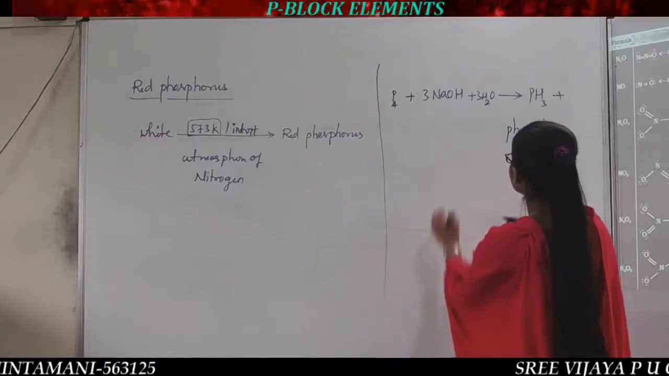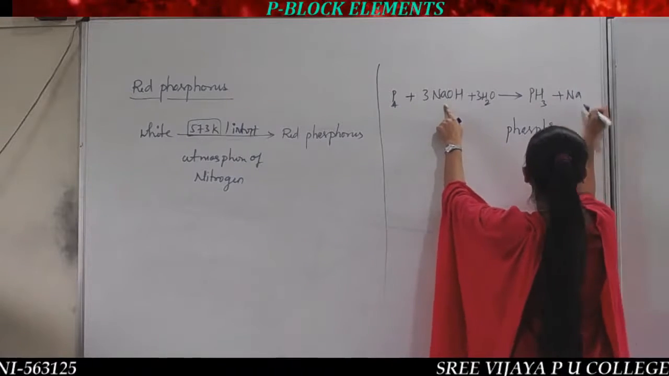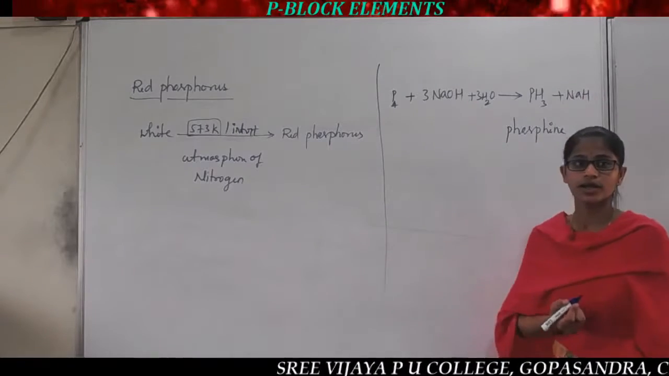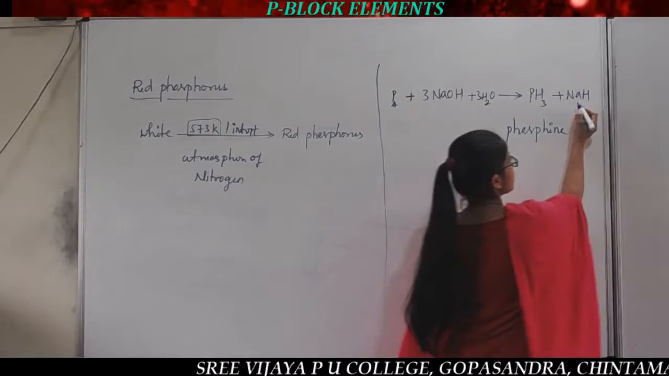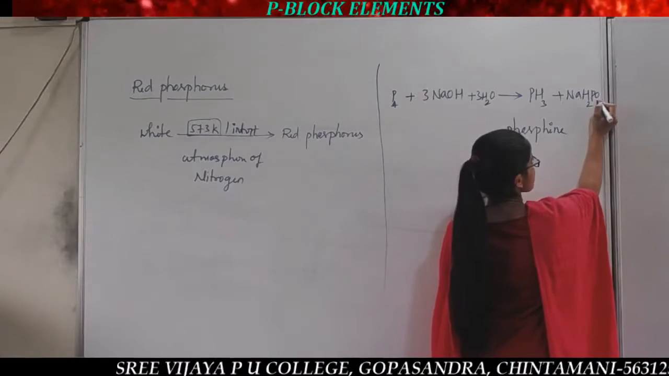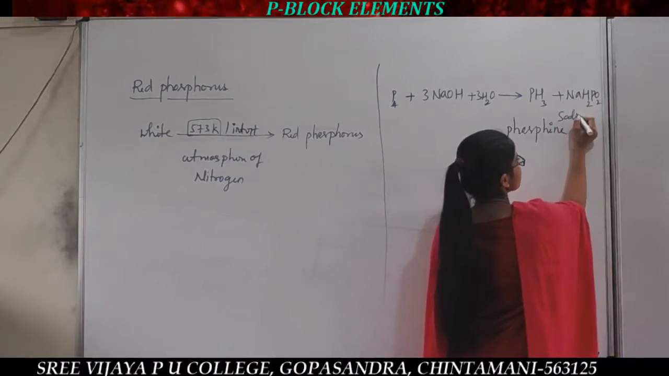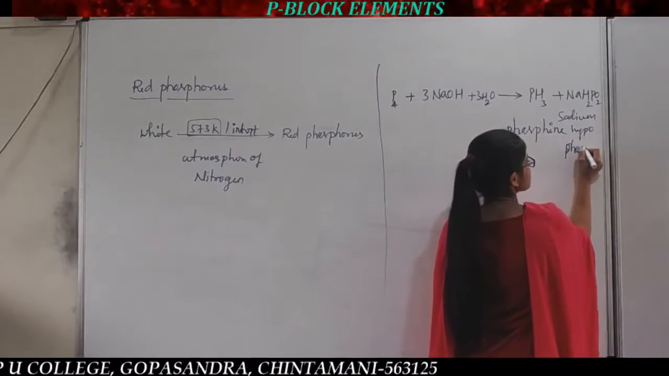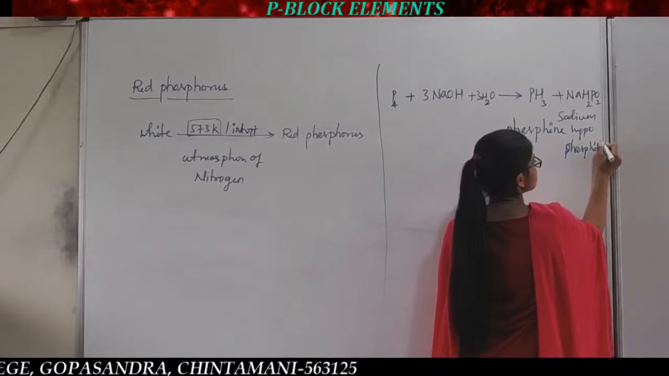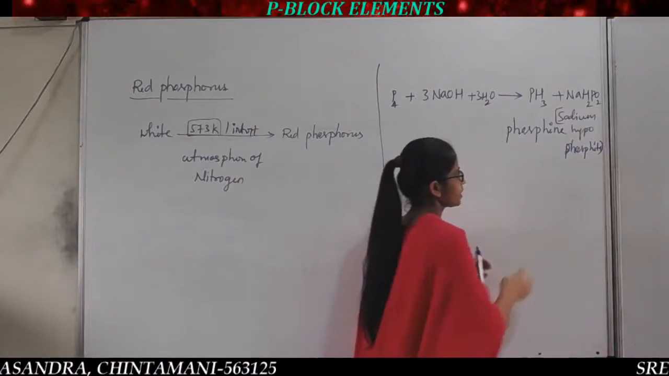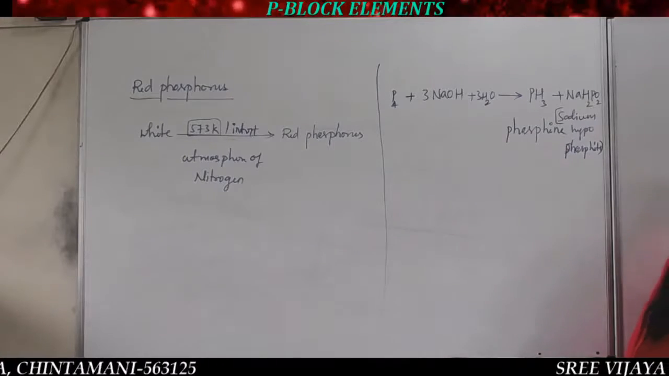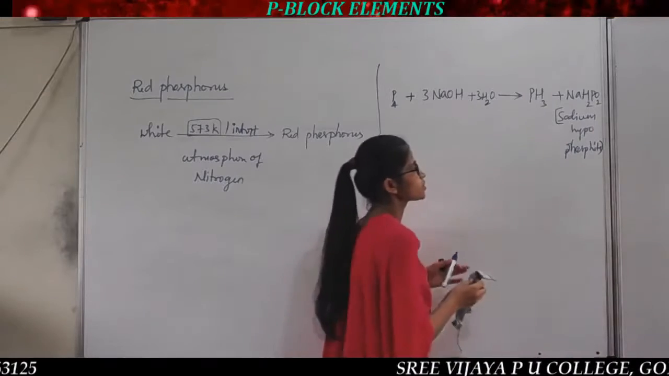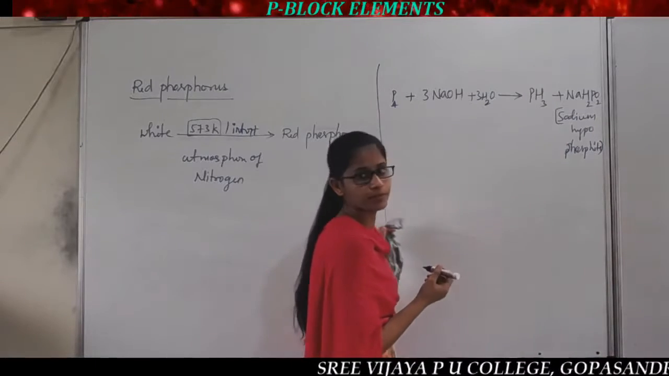With the elimination of the byproduct, sodium hydrogen phosphate is formed. Sodium hydrogen phosphate is also called sodium hypophosphite, NaH2PO2. Sodium hypophosphite, NaH2PO2, is the byproduct.